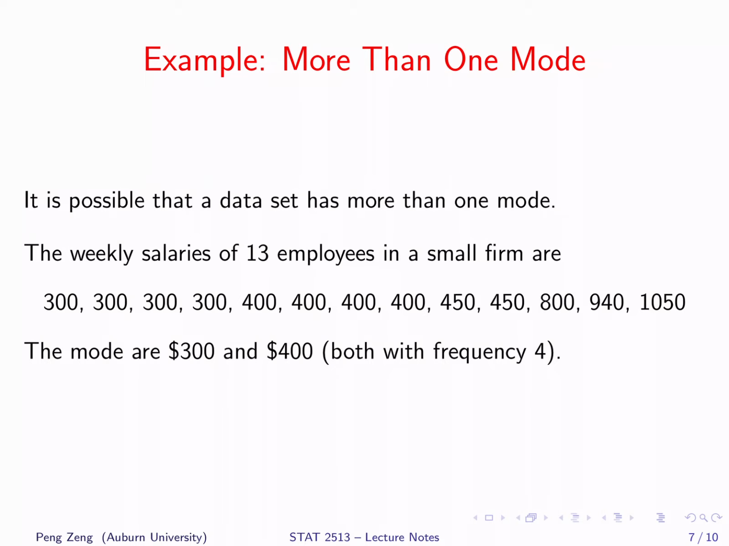Sometimes a dataset may have more than one mode. In this example, we have 13 observations. Notice that both 300 and 400 appear 4 times. The remaining values appear less than 4 times. Therefore, the modes are 300 and 400, both with frequency 4. We have 2 modes in this example.